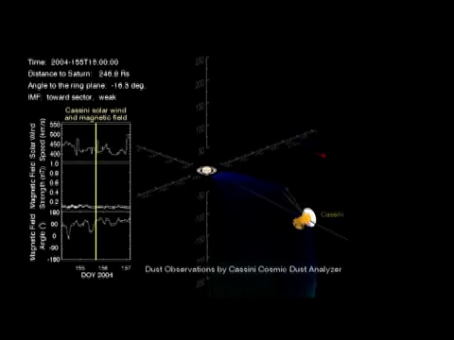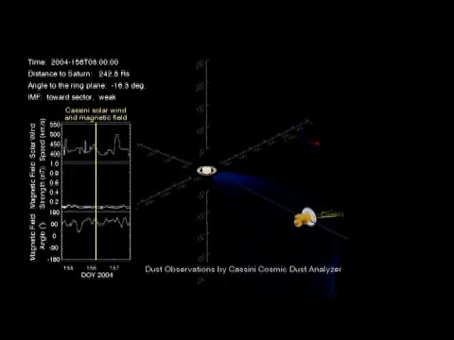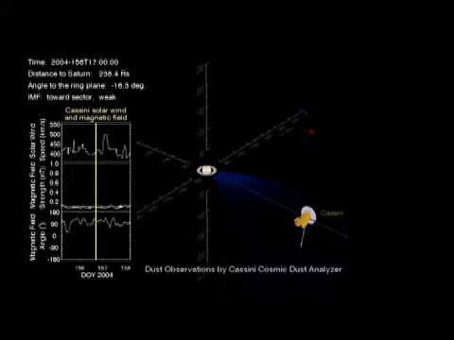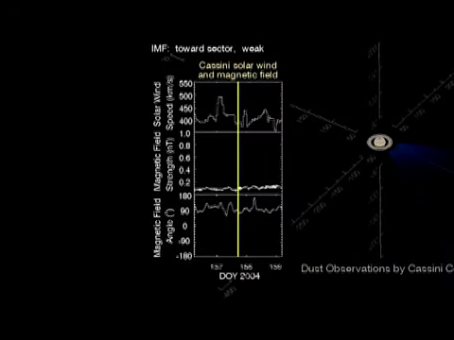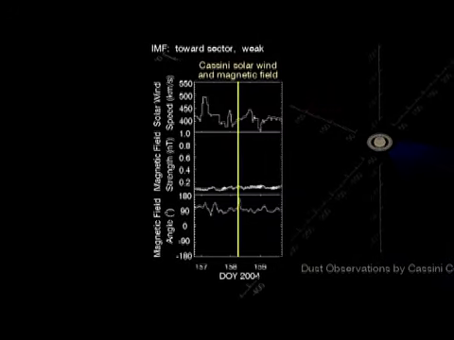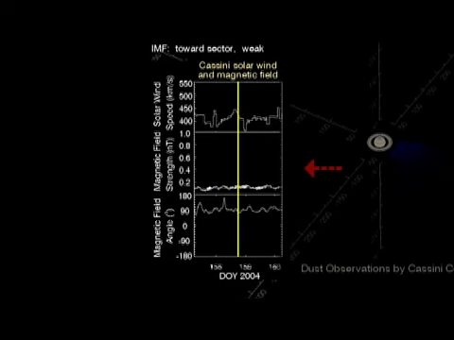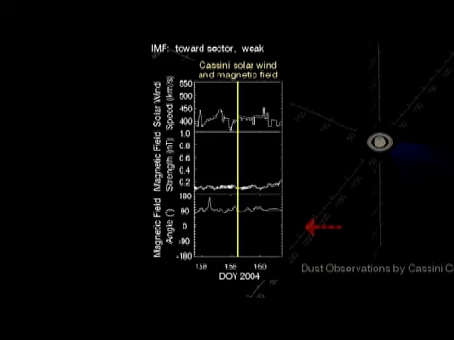In this depiction, the left panel shows the interplanetary magnetic field and solar wind velocity measured by other instruments on Cassini. The solar wind speed is shown in the top panel, the magnetic field strength in the middle panel, and the direction of the magnetic field at the bottom.